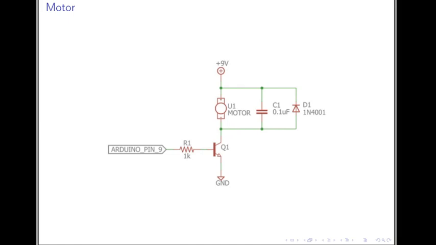This lecture is a continuation of the previous lecture. In the previous lecture we were discussing how to program the Arduino platform, the Atmel microcontroller.